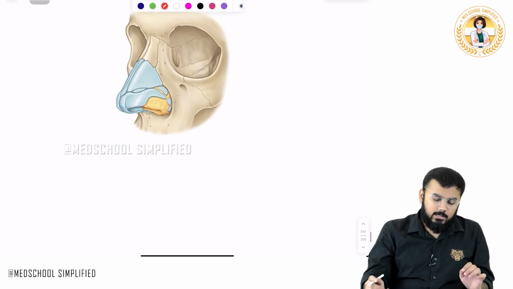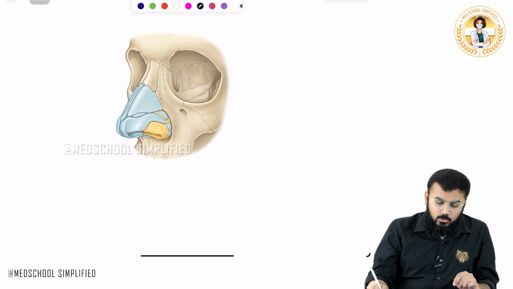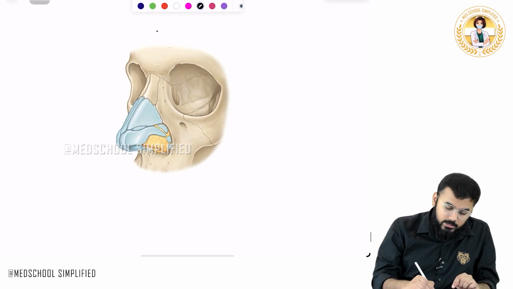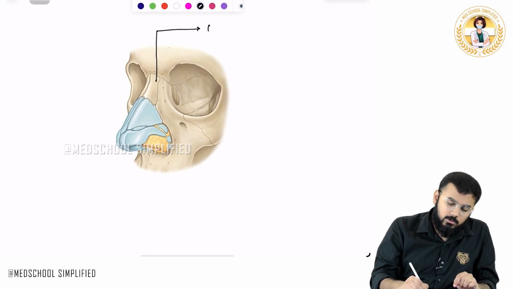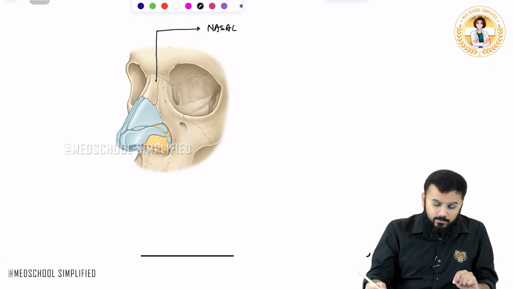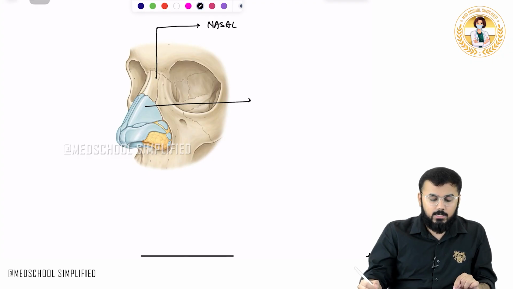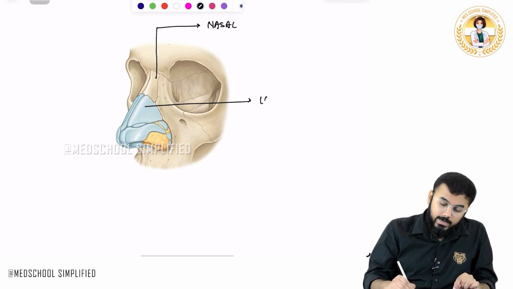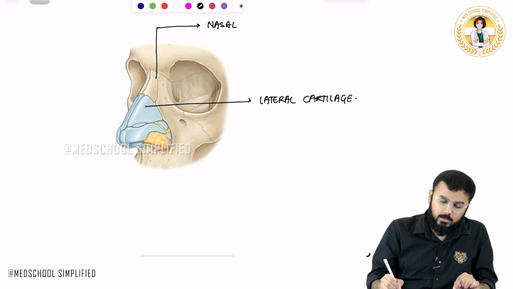Now in the external nasal skeleton, you can see many important parts. The first important thing: what is this bone which you can see over here? This particular bone is called the nasal bone. After the nasal bone, you can see a cartilage here. This particular cartilage is called the lateral cartilage.